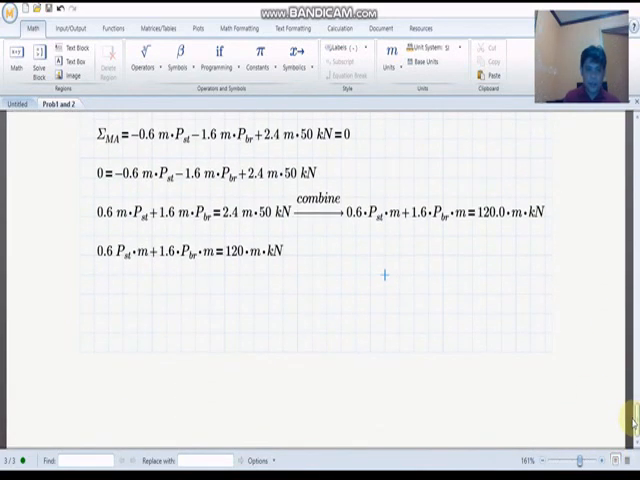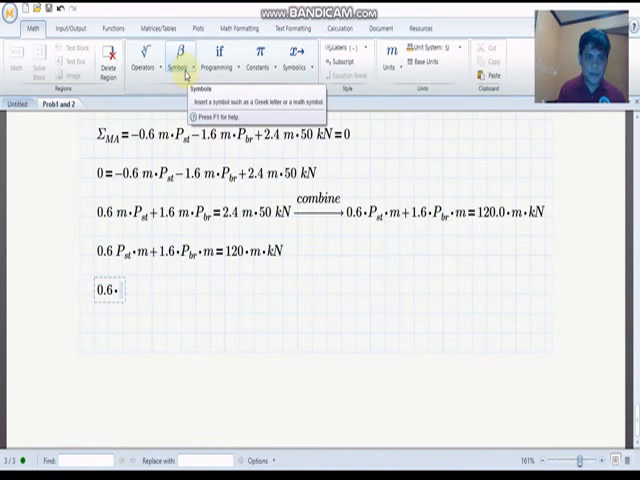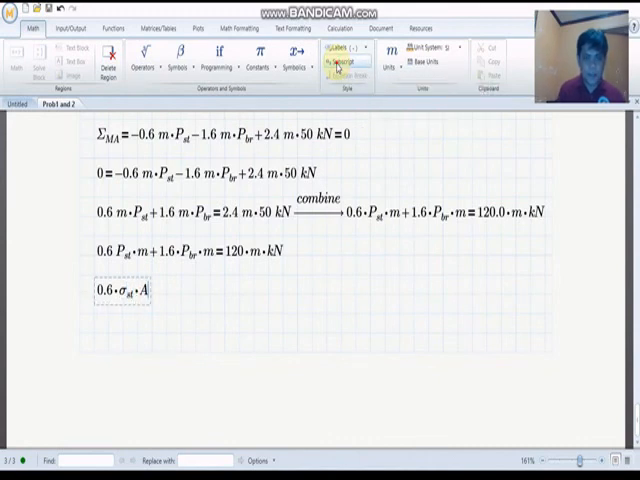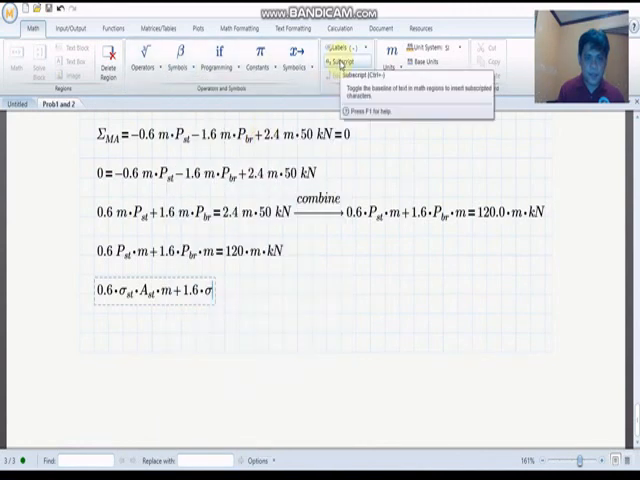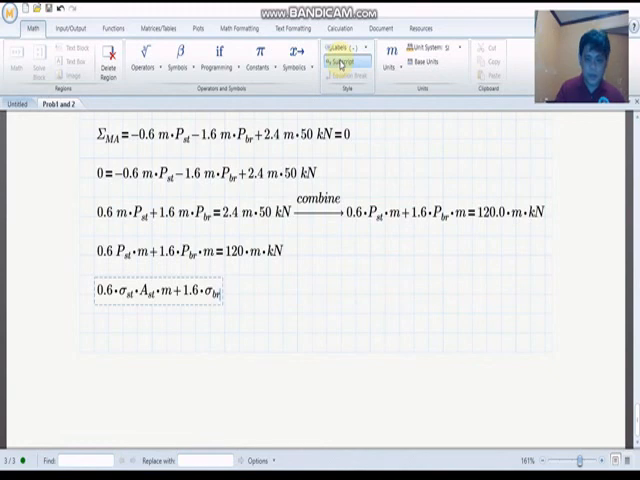Let's further simplify this one by replacing forces in terms of stress and area. 1.6 times stress in steel times area times the unit, and plus 1.6 times stress in the bronze times area of bronze times the unit, and equals to 120 meters times kN.